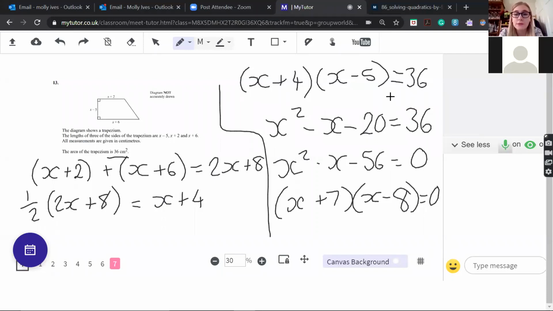And to get the minus x, we want to subtract the bigger one. So minus 8x plus 7x gives you minus x. So then, what is x? The question is basically find x. So then, what could x be?